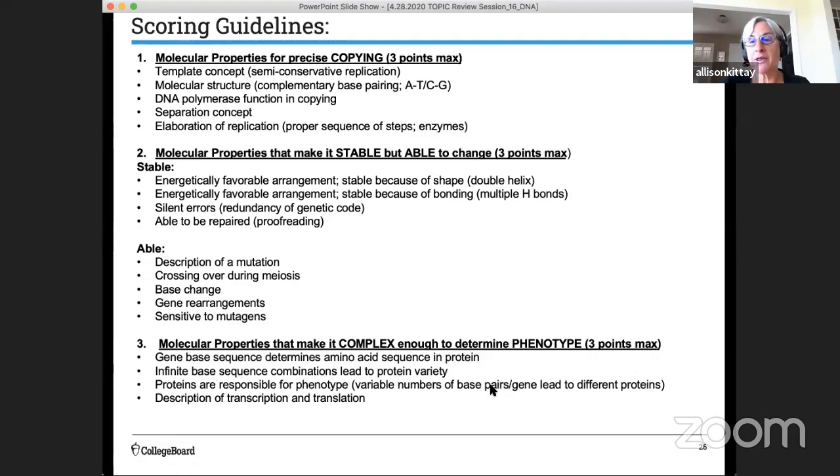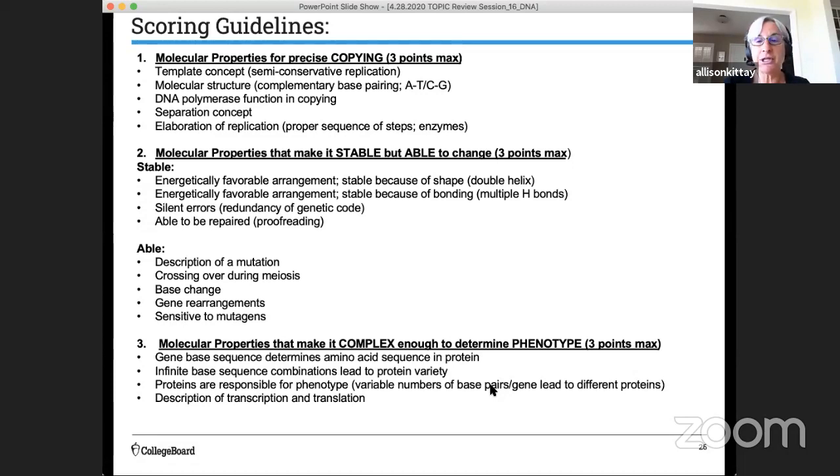You could even talk about the replication being semi-conservative, that one of the strands is conserved and one is made brand new. You could talk about the molecular structure, where we have complementary base pairing, A pairs with T, C pairs with G. DNA polymerase is the enzyme that actually adds those complementary nucleotides to the existing parental strand. The idea that those strands have to separate, you could even talk about helicase being the enzyme that separates. And then any elaboration of replication, such as a proper sequence of steps, going into detail about leading and lagging strand, or discussing the enzymes involved in the process.